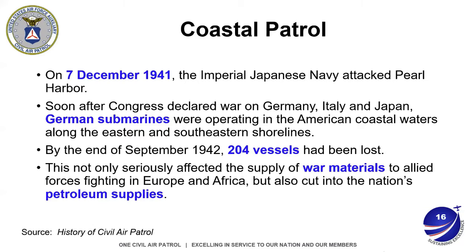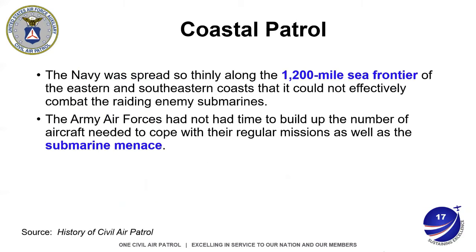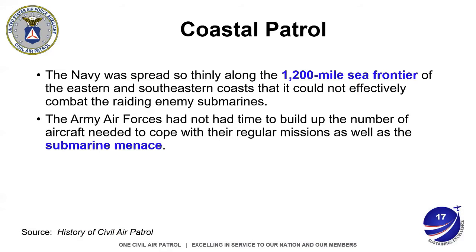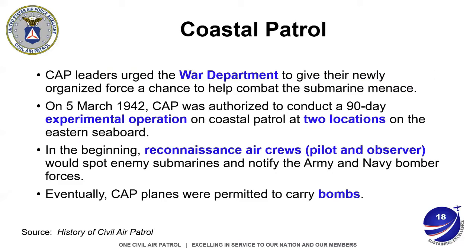This not only seriously affected the supply of war materials to Allied forces fighting in Europe and Africa, but also cut into the nation's petroleum supplies. The Navy was spread so thinly along the 1,200-mile sea frontier of the eastern and southeastern coasts that it could not effectively combat the raiding enemy submarines. And the Army Air Forces had not had time to build up the number of aircraft needed to cope with their regular missions, as well as the submarine menace.